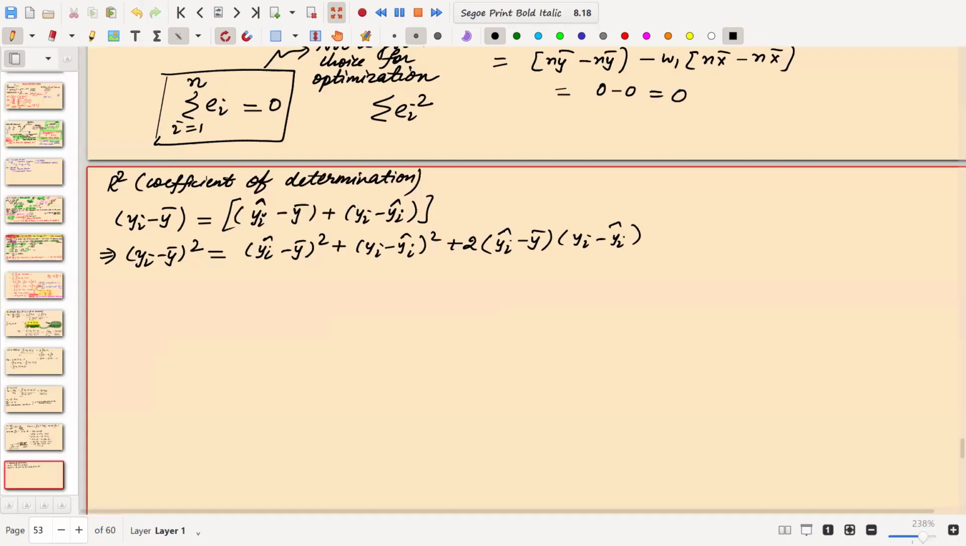Now, can we look into the cross term, that is (yi cap minus y bar) into (yi minus yi cap)? Can you simplify this further, with whatever information we have already? I mean to say, write this expression in terms of the covariance and variance.